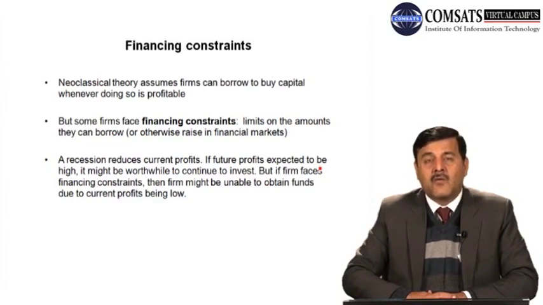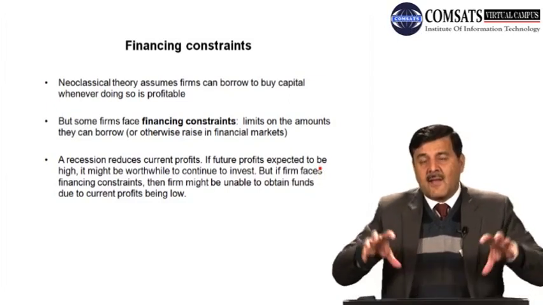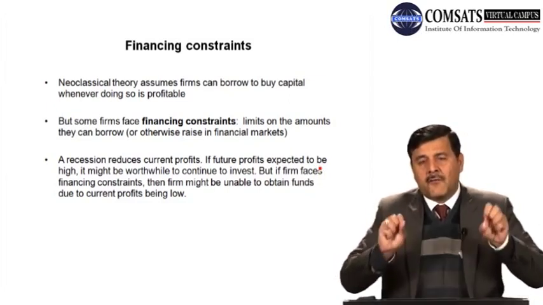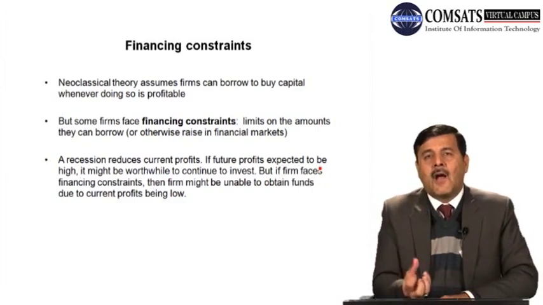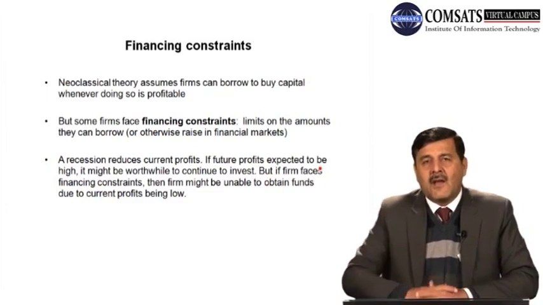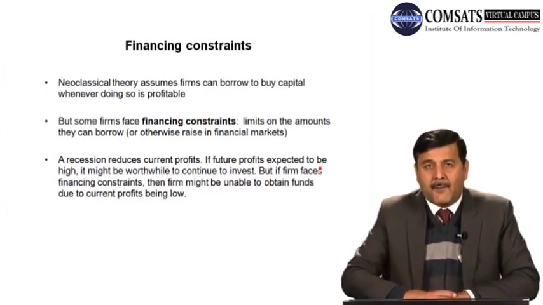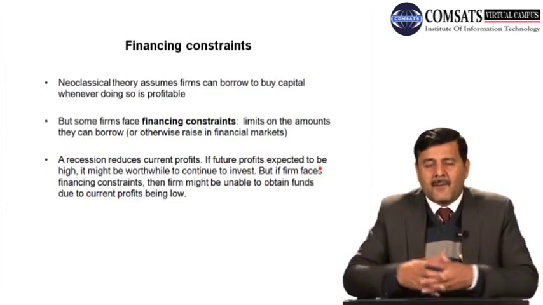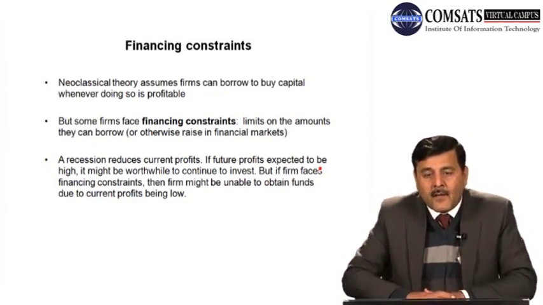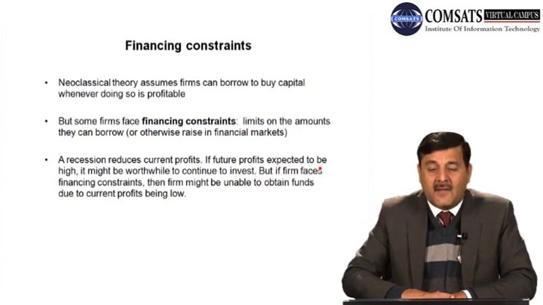So what do those financial constraints do? They put a limit on the firms, so that they can borrow capital only up to a certain extent, up to a certain amount. After that, they cannot borrow capital beyond that point. Or if they want to raise capital, they have to go into the financial market. So how does this financing constraint affect the consumption and investment function in the economy?